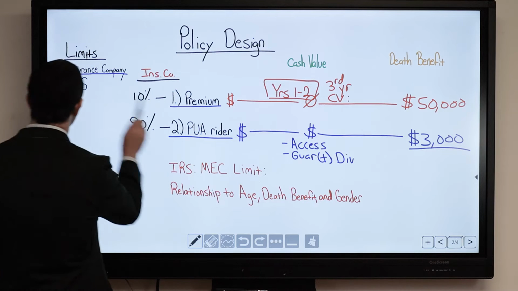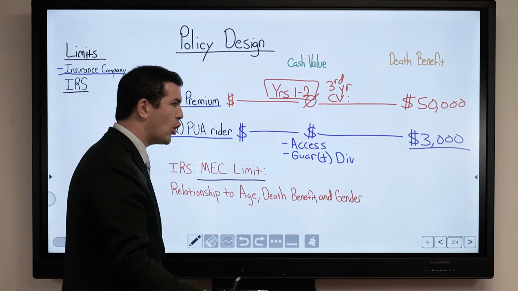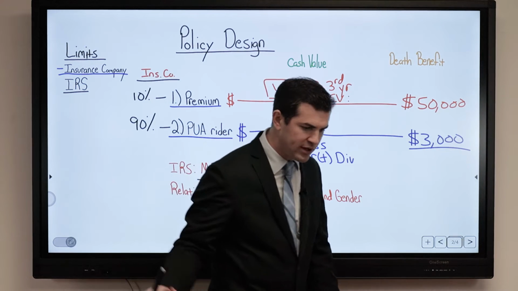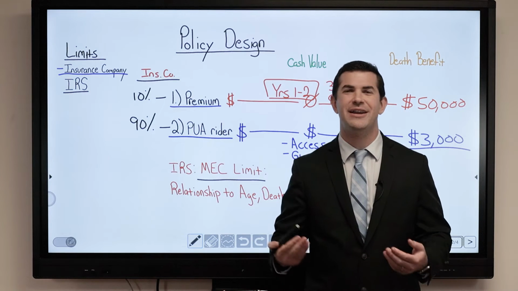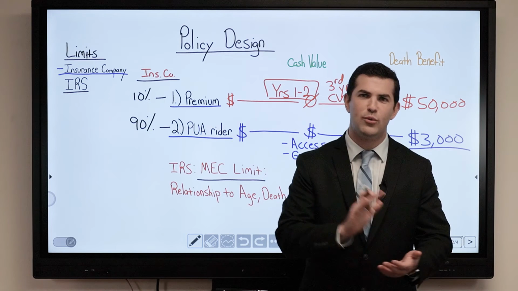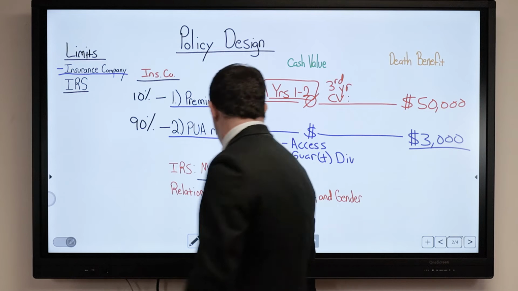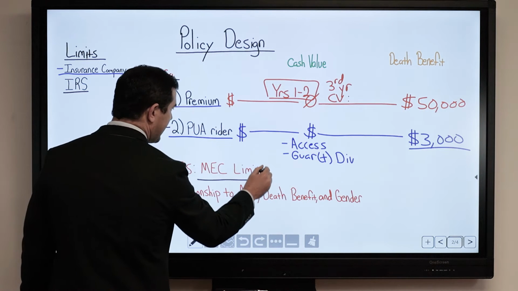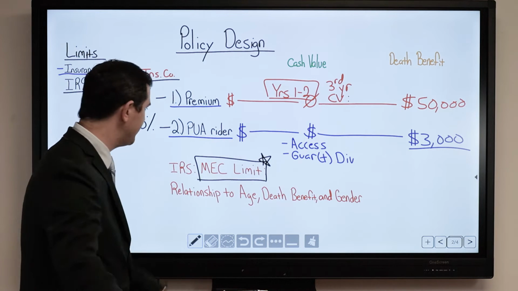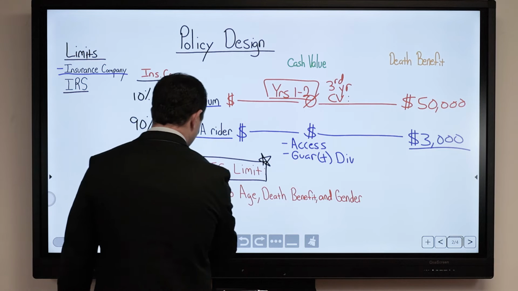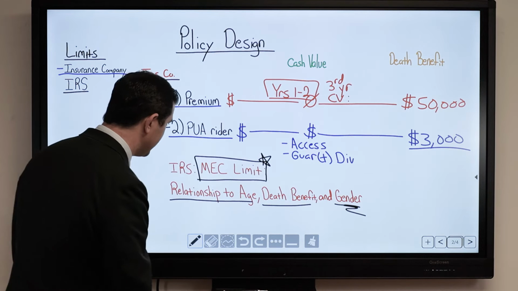The second limitation is the IRS, and that has to do with my MEC limit, which is the total amount of money I can pay into a life insurance policy per year and still have it classified as life insurance, not a modified endowment contract, which I've got to deal with taxes, potential penalties. It's ugly. I don't want that. So what many are not aware of is we can really set that MEC limit wherever we want. Within some limitations, you'll find that it has a direct relationship to my age, death benefit, and gender, if we're going to be technical here.